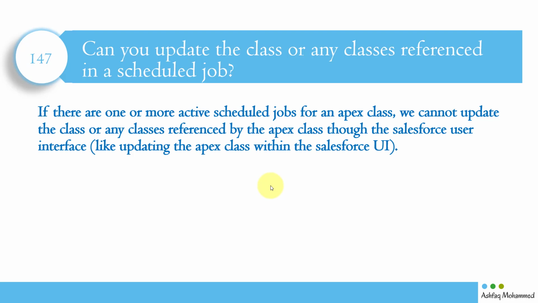Okay. The answer is, if there are one or more active scheduled jobs for an Apex class, we cannot update the class or any classes referenced by the Apex class through the Salesforce user interface, like updating the Apex class within the Salesforce UI. So this holds good for sandboxes. This might not happen in production, but the interviewer can still ask you, to understand whether you have really worked on scheduled classes and faced this type of issue. So be prepared for this answer.